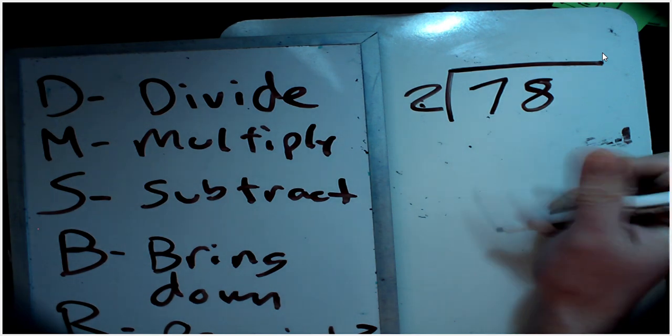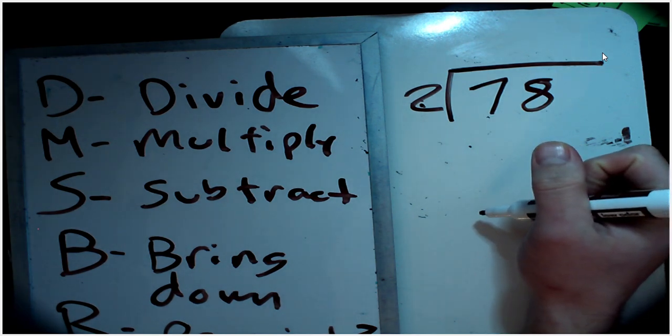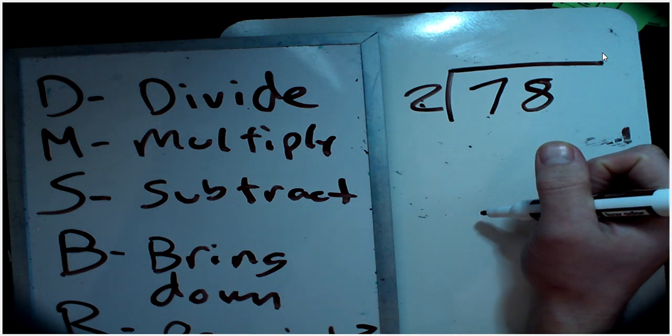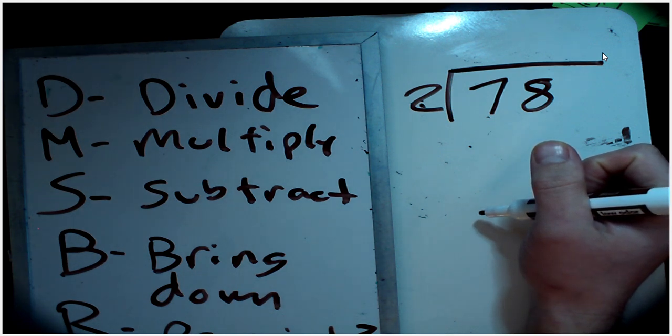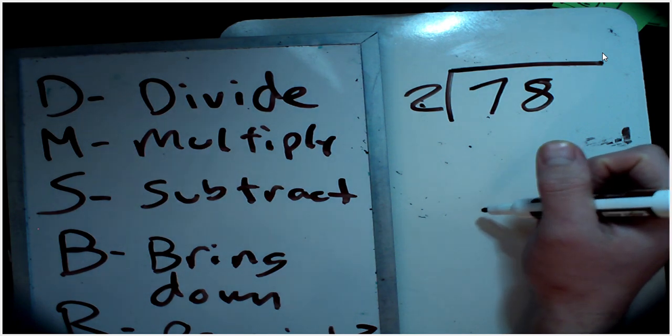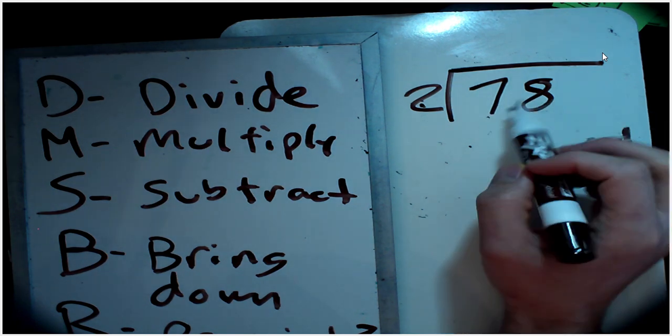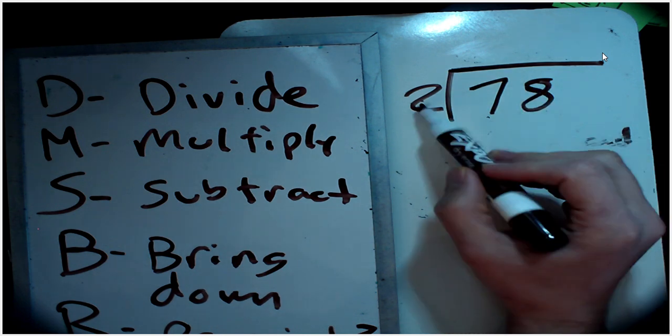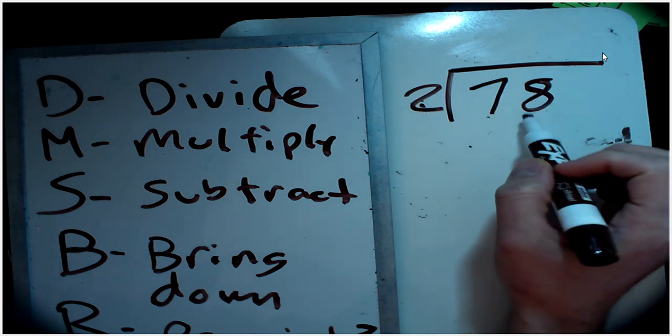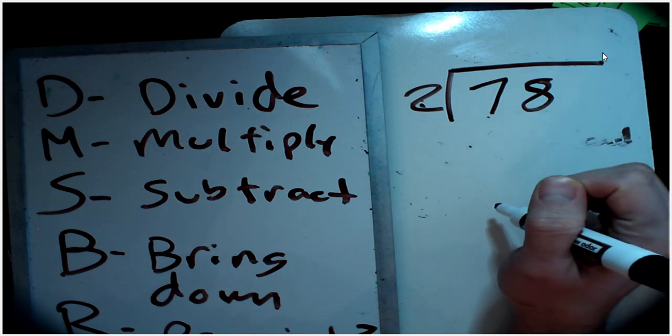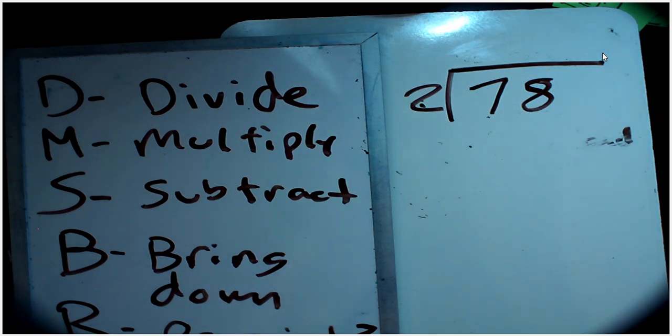Now, mentally, you can start thinking to yourself, well, I know 2 times 10 is 20, 2 times 20 is 40, 2 times 30 is 60, so it must be close to that. Well, sometimes we don't know those factors because you're getting larger numbers. Sometimes, like specifically in fifth grade, you're going to have two-digit divisors and have to divide it. So for the sake of me teaching you this lesson, let's just pretend that we don't know that approximation.